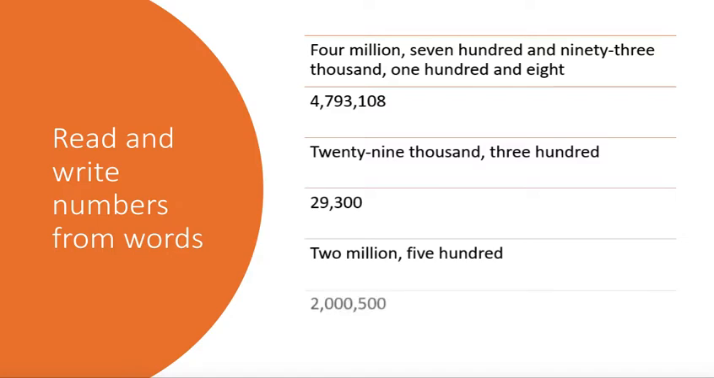Let's have a look together. Got 2,500,000. We do need to have these zeros in here to show that there are no thousands in this number. It's just 2,500,000, but without these zeros, it would look something like 2,500, which is a very different number.